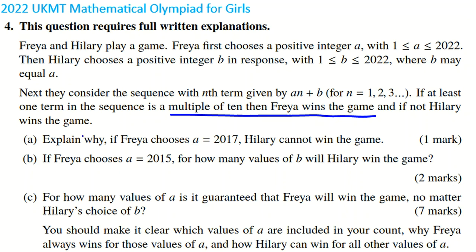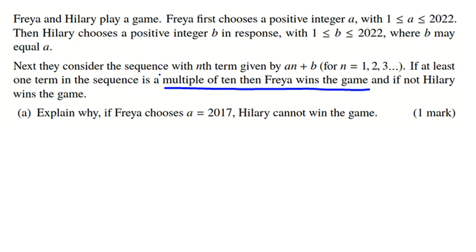Okay, so let's go and consider a first. Our sequence is what? It says an plus b. A is 2017, so 2017n plus b. Okay. It means Hillary cannot win the game. It means that at least one term in our sequence is a multiple of 10. So let's see why. For any b, we should prove it. So I want to see how we can say it is 0 mod 10.